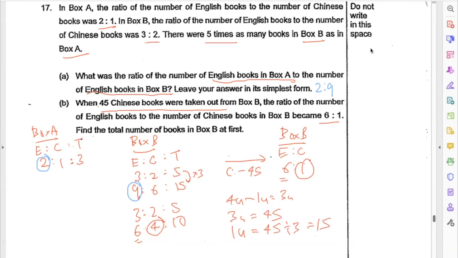Question is, find the total number of books in box B at first. So the total number of books in box B will be 10 units. Do not use any of these. Cannot use 5, cannot use 15. You must use the final ratio, which is in this case 10 units. So 10 times 15, answer is 150. So the answer is 150.